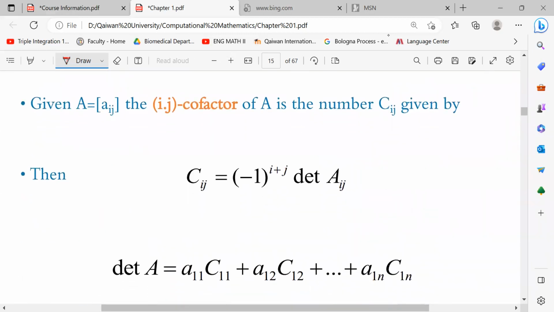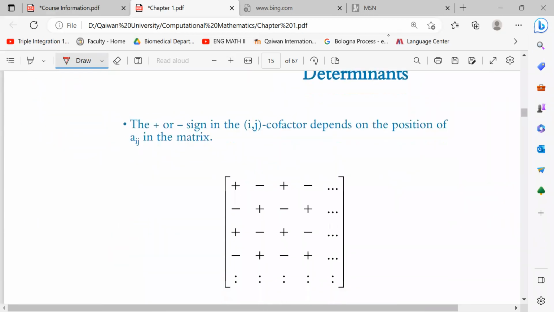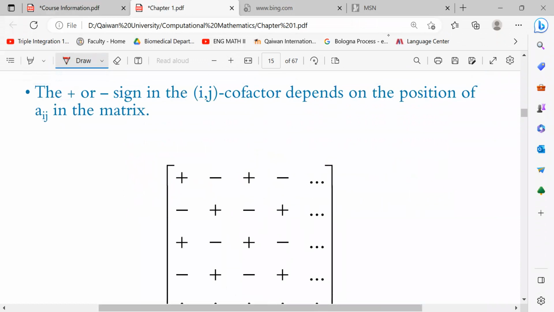Now here we have, that's all what we talked about. As you see, it's 1,1, it's 1,2, it's 1,3, it's 1,4, up to 8. Here, 1 plus 4 is odd, so it's negative. It's positive, negative, positive. It's like that.